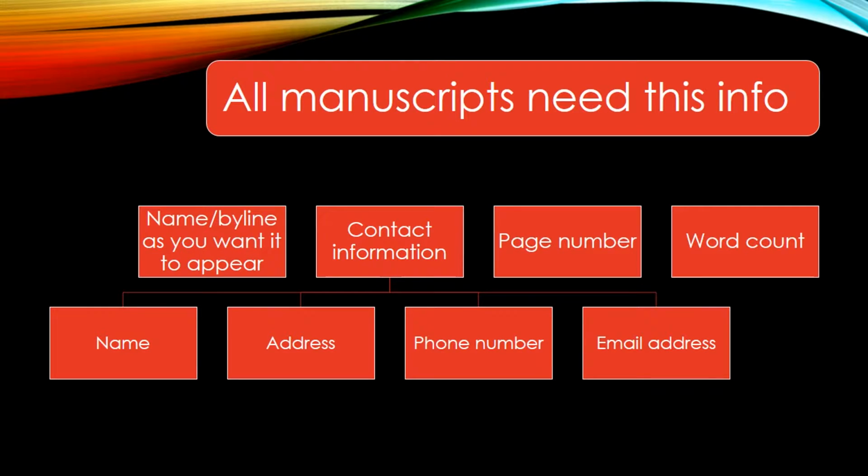So all manuscripts need this information. You'll have your name, or if you're writing an article in the journalism world, it's called a byline, and you want that as you want it to appear, how you want your credit given. You'll need your contact information, which should include your name, address, phone number, email address. You should have a page number, and then you should include a word count if you're mailing your manuscript.